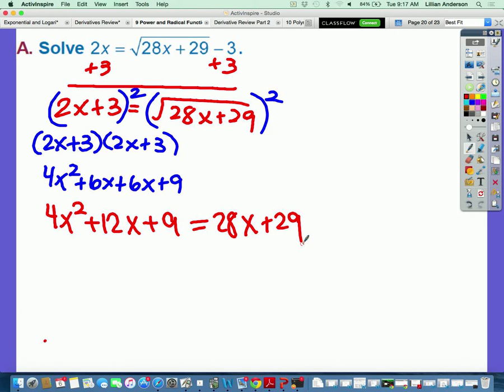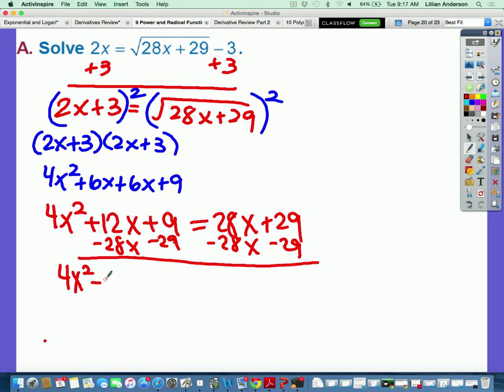Now what do you think I'm going to do here? Combine like terms by moving the 28x and 29 over to the left. So I'm going to move everything over. So I have 4x squared minus 16x minus 20 equals 0. And what is this? A quadratic that we did last week. So, factor. You can take out a 4. 4 is known as your greatest common factor.